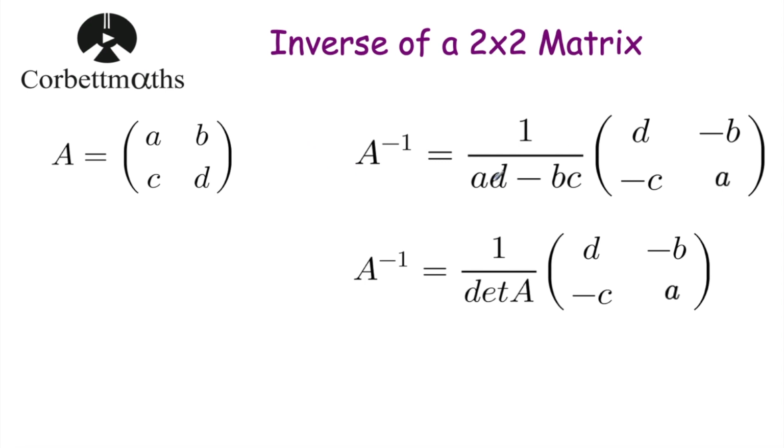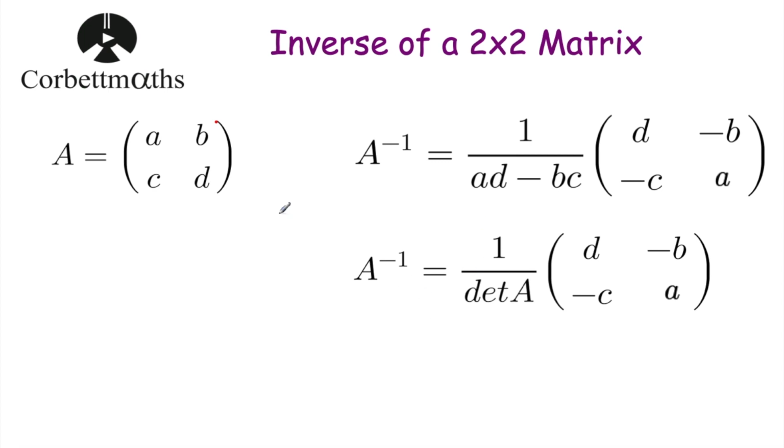So you do 1 over the determinant of matrix A, or AD minus BC, and then you write the matrix D, negative B, negative C, A. So you swap these two elements around and you change the signs of these ones. So for instance, if this was positive, you make it negative, or if it's negative, you make it positive, and the same with this one. And you swap these two around. So that's how you find the inverse of a 2 by 2 matrix.